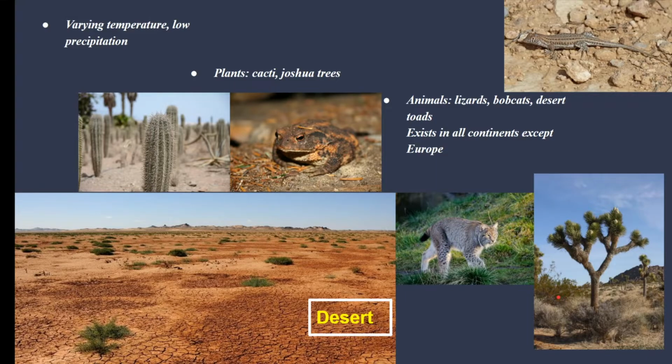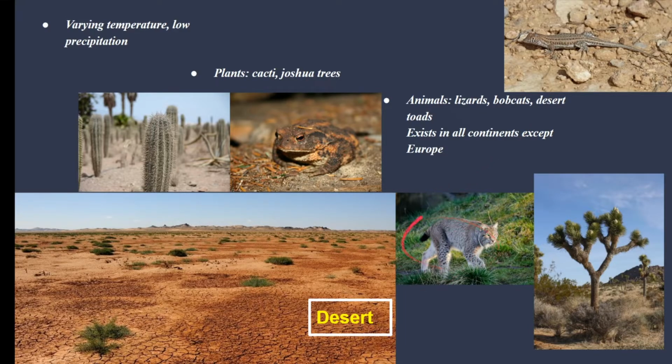The desert, which is the biome we live in, has only two kinds of plants you need to know of, cacti and Joshua trees. Now, the desert is unique as it varies between the extremes. At night, the desert will be very cold. At daytime, it will be very hot, which is a very unique characteristic. So you could note it as the extreme biome. It will have low precipitation overall compared to most biomes, and it features a surprisingly diverse amount of animals in its lizards, bobcats, and desert toad.